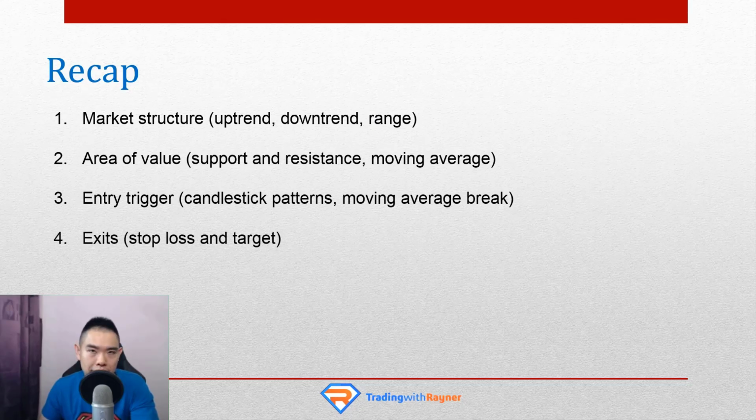So if you think about this entire training on technical analysis, it is sharing with you this trading strategy, like a formula. Call it MAEE, the MAEE formula. And this trading strategy is not cast in stone. It is robust because you don't have to just trade uptrend, you can trade downtrend. You don't just have to use support resistance as your area of value. You can use things like moving average. You don't have to use candlestick patterns for entry trigger. I shared with you the moving average break that you can use as well.